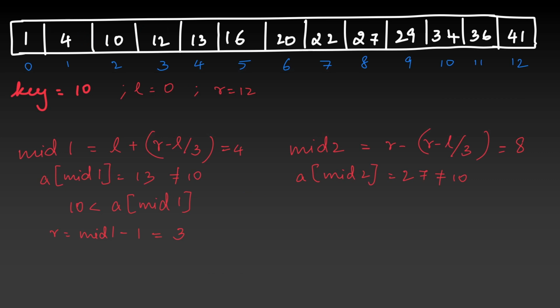Let's consider this example. We have this array of size 13. So our first element's index is 0, hence our left is 0. Last element's index is 12, our right is 12. Basically, right is n minus 1, 13 minus 1 is 12. So the key we're looking for is 10. 10 is located at index 2. So we'll see how we find this element.